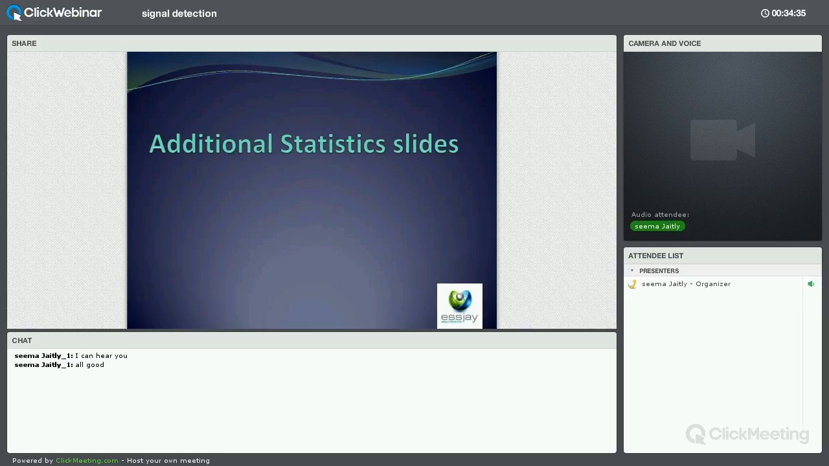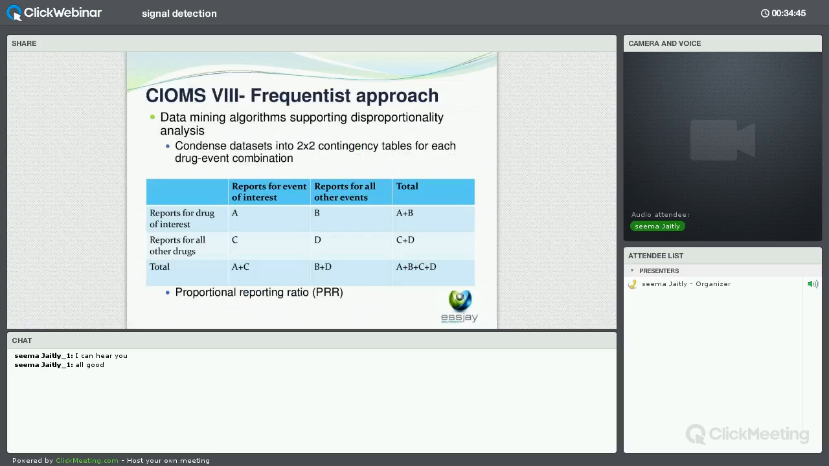So I think I'm going to end it there. That's a very quick run through signal detection. There are additional statistics slides. I will just click on them so that you can stop and have a look at them.